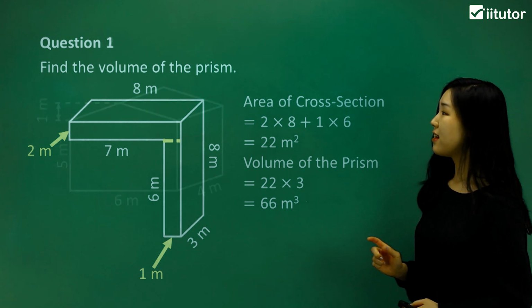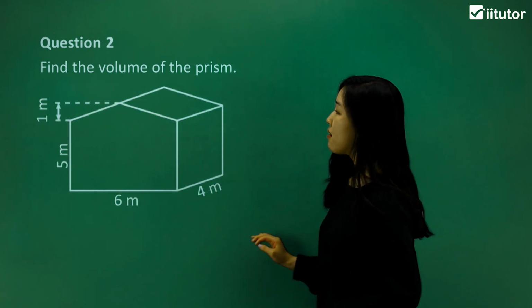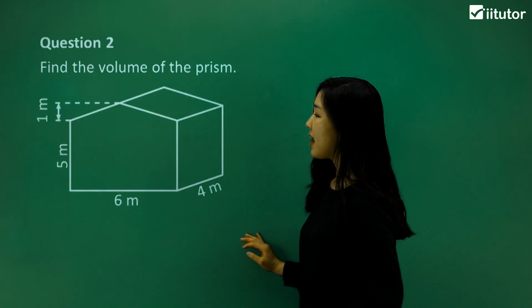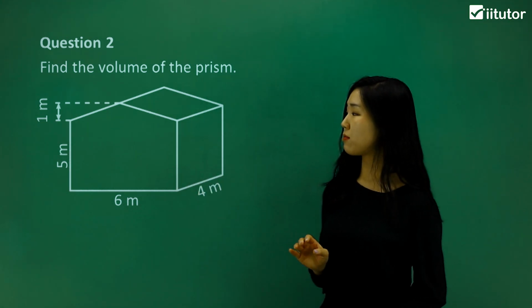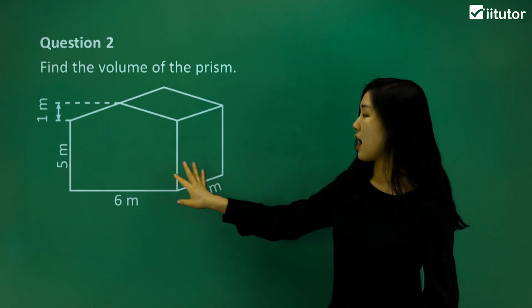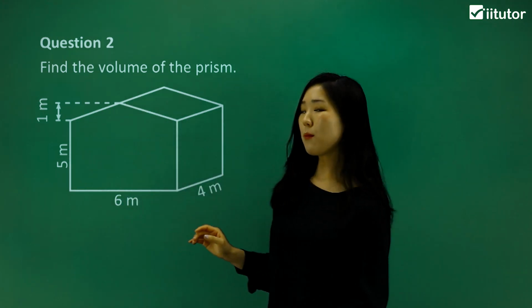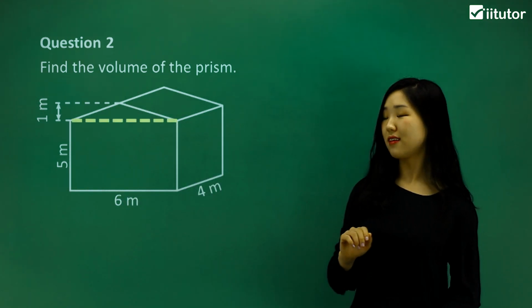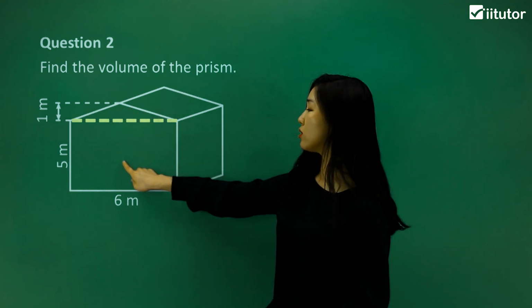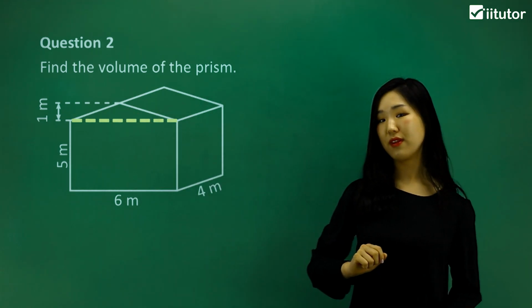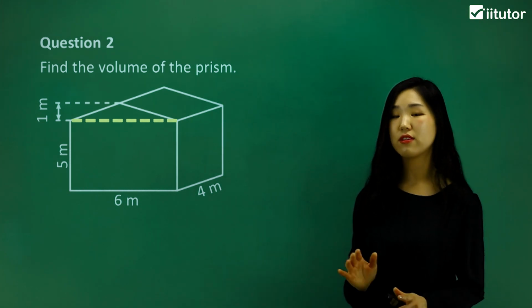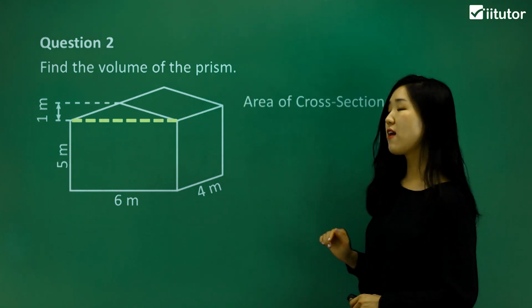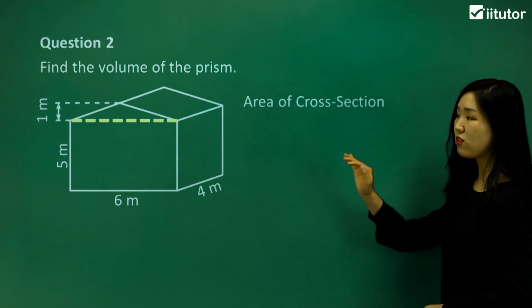Okay, guys? So let's go with question 2. Find the volume of the prism. Again, we have a little face shape, the cross-sectional area, which is what I want to find first. What I'm going to do is kind of split it up like this. So I have a triangle and I also have a little rectangle. And then I'm going to find the area of those individual areas and add it together to find the final area of the cross-section.